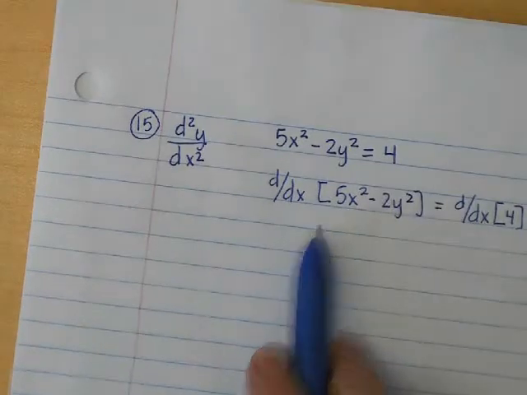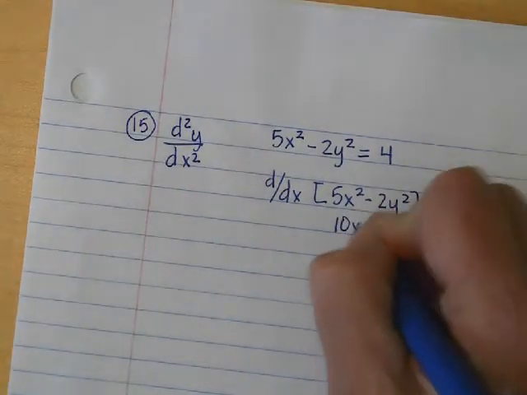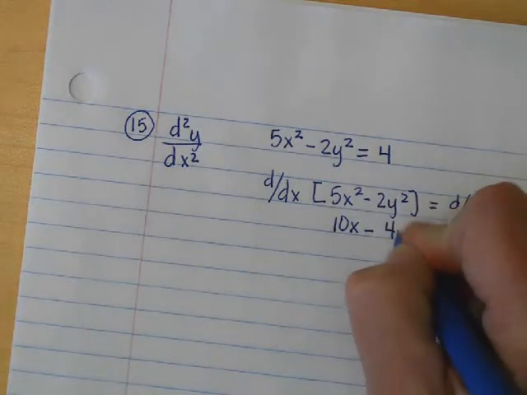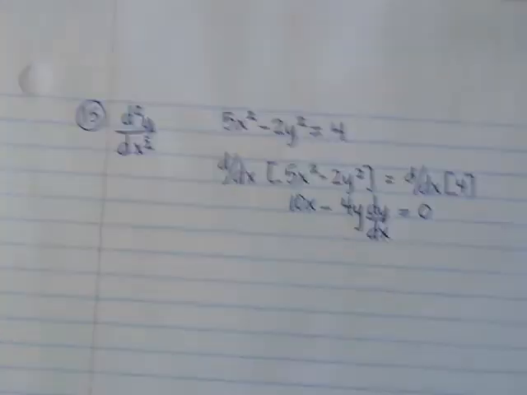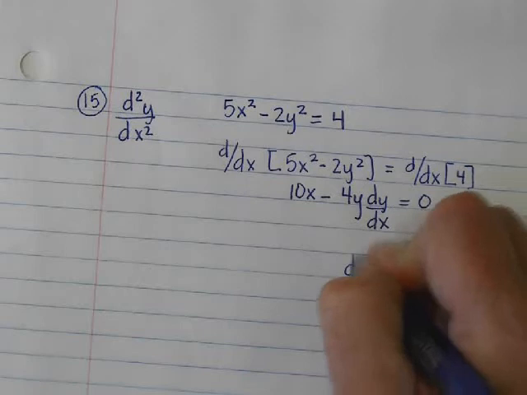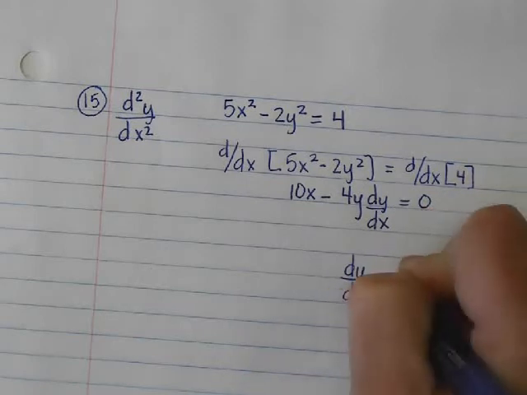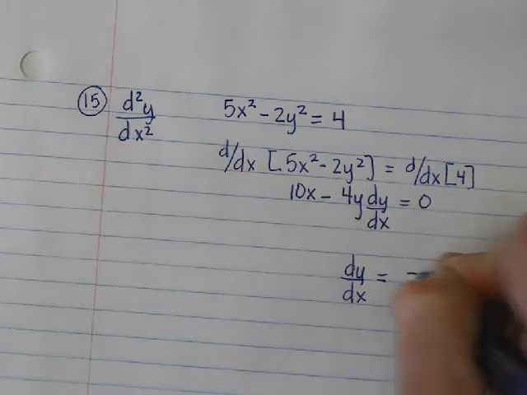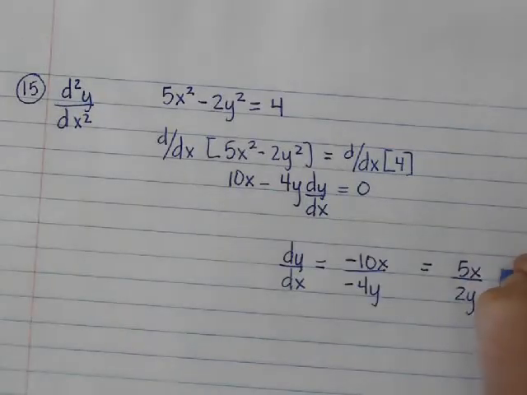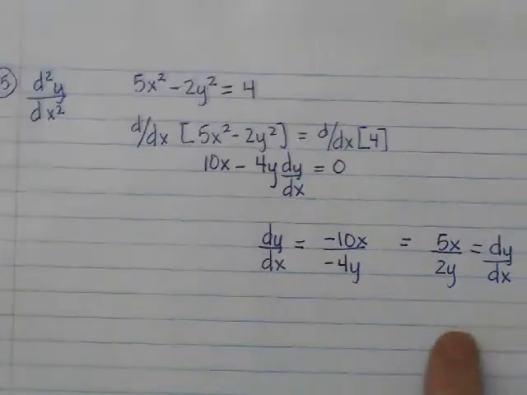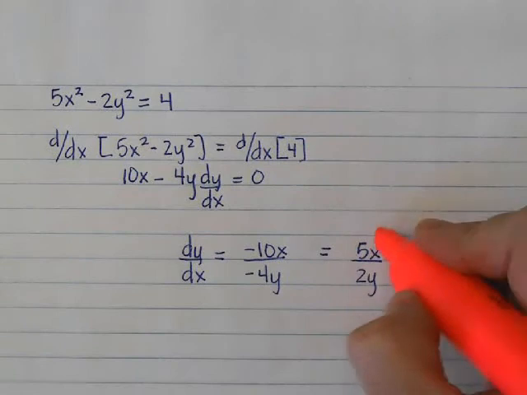On this side, we know that this is 10x minus 4y dy/dx, which is going to equal 0. So I can see that dy/dx is going to equal negative 10x over negative 4y, which is equal to 5x over 2y. I'm going to keep that in mind because I'm going to have to go back and substitute that in for dy/dx.